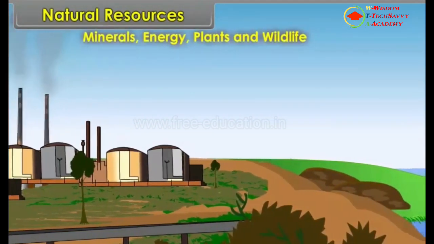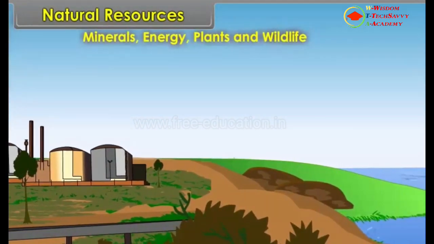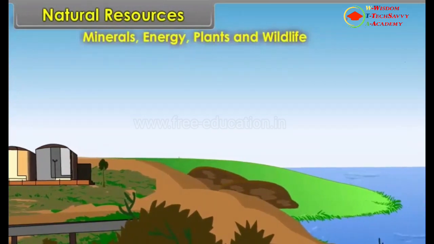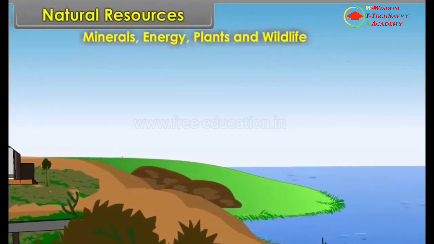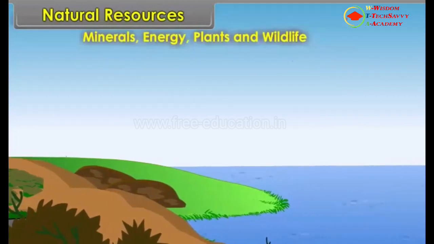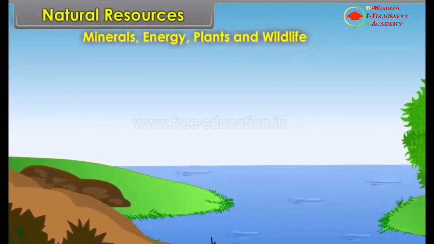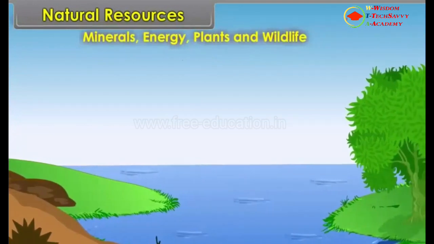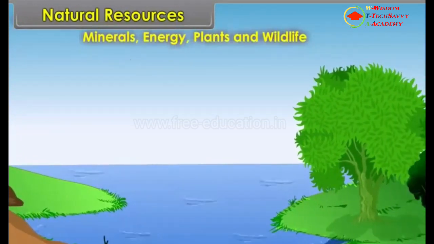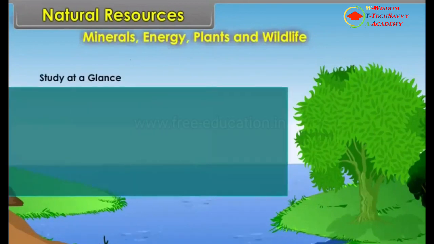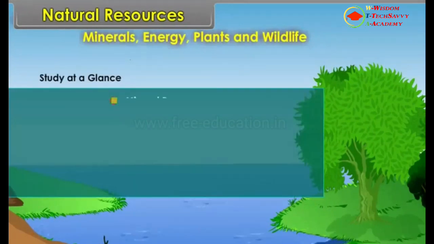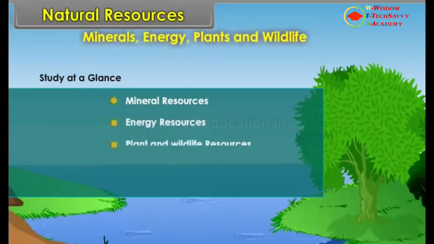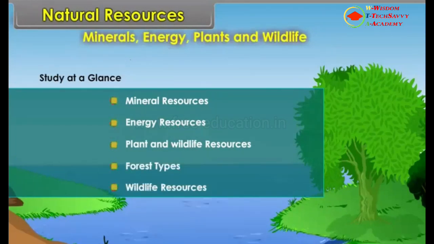The natural growth of all types of plant life is termed as natural vegetation. The vegetation of different parts of the world is affected by the amount of sunlight and the amount of rainfall. Study at a glance: mineral resources, energy resources, plant and wildlife resources, forest types and wildlife resources.